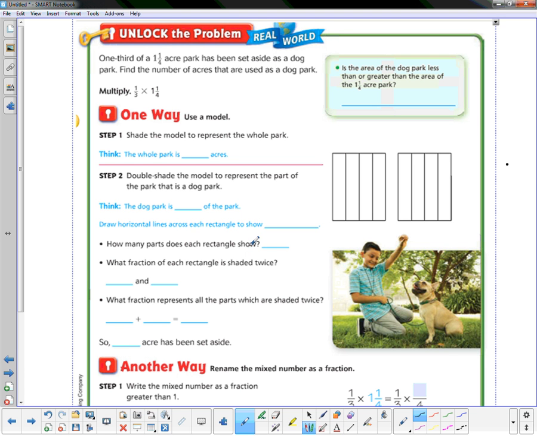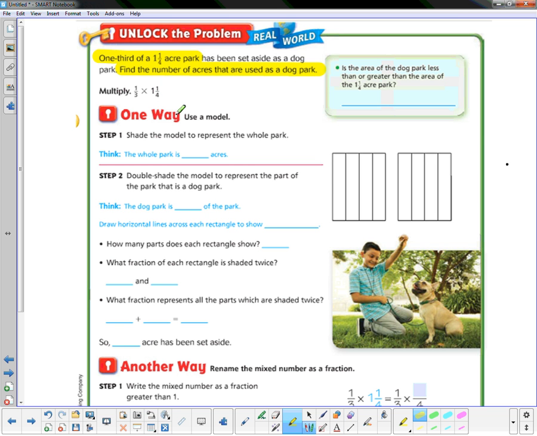Now, there are two ways that you can solve mixed number problems. One way is to use a model, and the other way is to rename the mixed number as an improper fraction. So I'll show you the first way first, so you can connect that as a visual model. So let's read the problem. 1/3 of a 1 1/4 acre park has been set aside as a dog park. Find the number of acres that are used as a dog park. So we have 1/3 of 1 1/4. So that's 1/3 times 1 1/4.